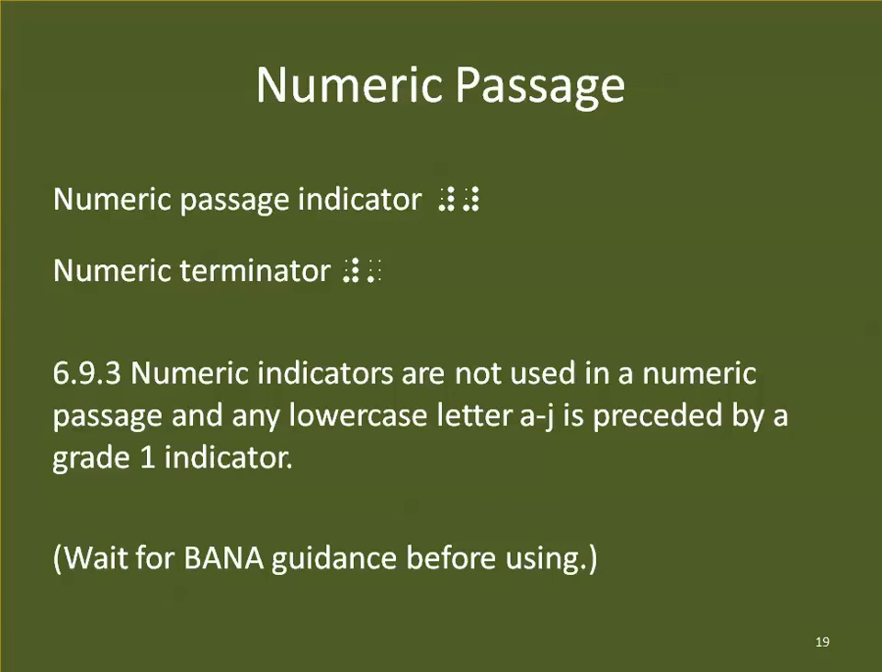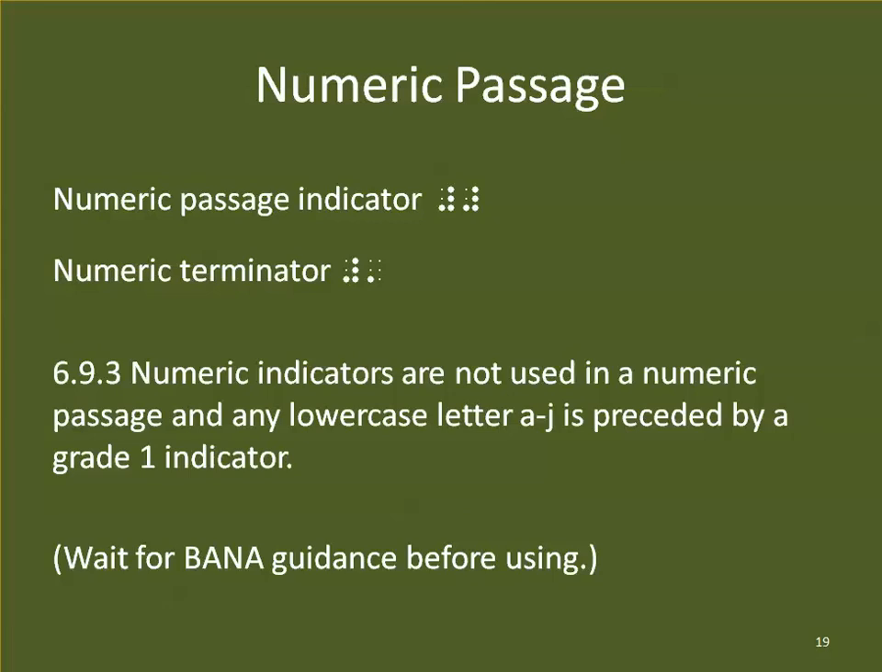But it does exist. So a numeric passage indicator has two prefixes of dots 3, 4, 5, 6, and then the usual configuration for a terminator, dots 3, 4, 5, 6, and then dot 3. Numeric indicators are not used in a numeric passage, and any lowercase letter A through J is preceded by a grade 1 indicator. So it works just like the capitals passage indicator, where once you set capitals passage mode, you didn't use capitals anywhere else in that passage until you terminated it. So the numeric passage indicator is the same thing.